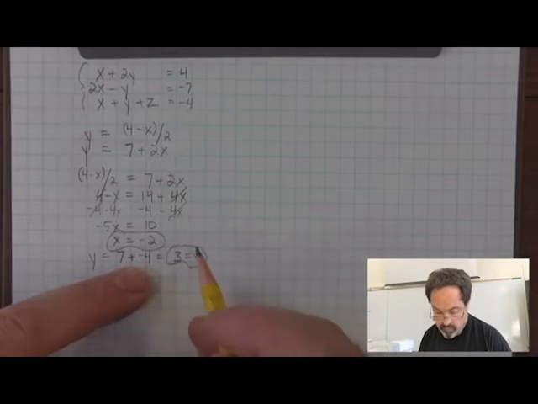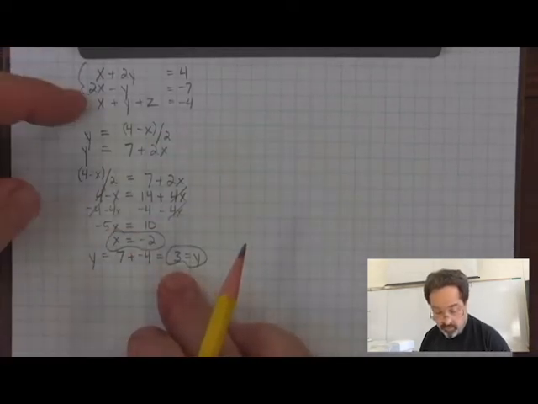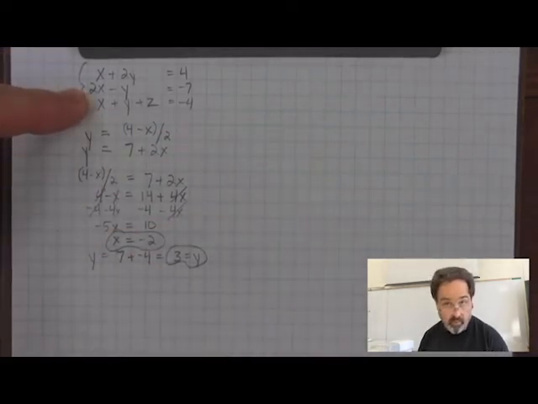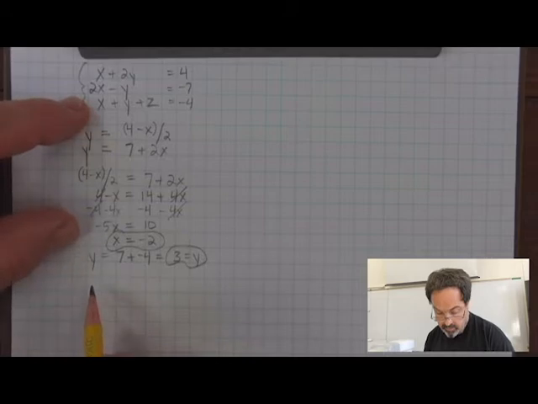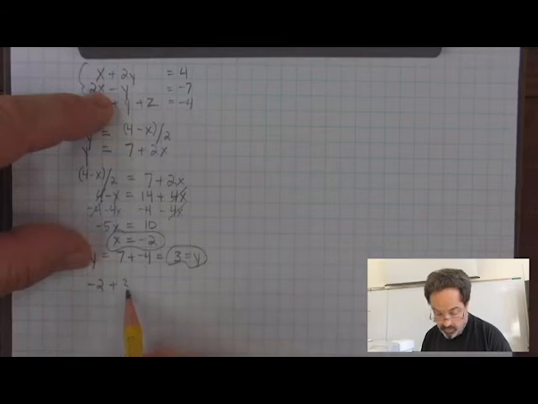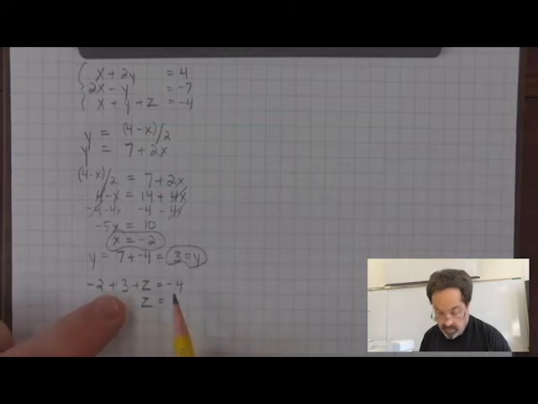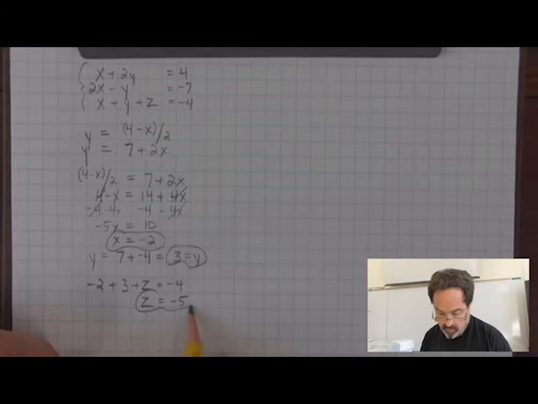Now that I have a value for x and y, I can take those values and substitute them into this original equation that has all 3 variables and solve for my remaining variable z. When I do, I get x, or -2, plus y, which is 3, plus z, still unknown, is equal to -4. To get z by itself, I need to add 2 to both sides and subtract 3. -4 plus 2 is -2. -2 minus 3 is -5. I found my third value.